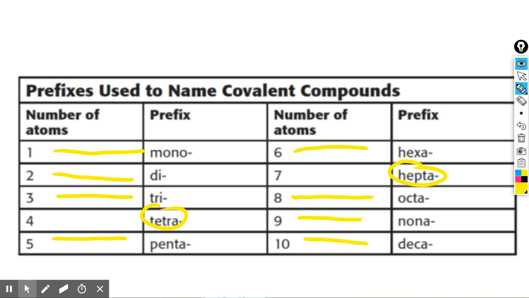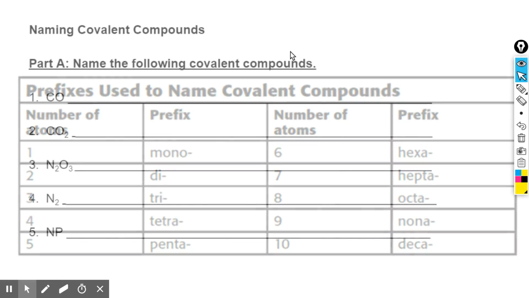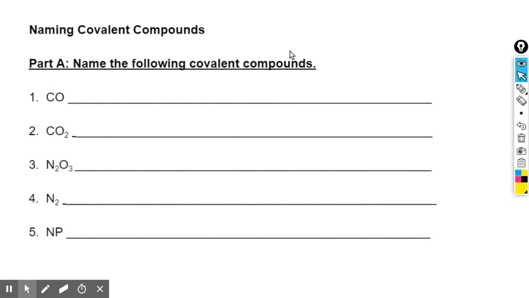Anyway, go ahead and fill in the top of the assignment. You need to have these prefixes handy so that you can do your naming and formula writing. I'm going to keep marching along. You just pause the video when you're ready. You can join back in here. So now that you know the prefixes, let's practice going from formula to name.